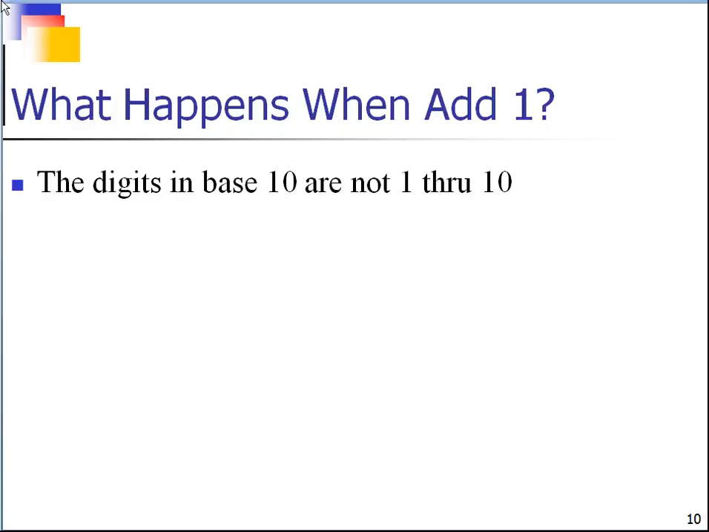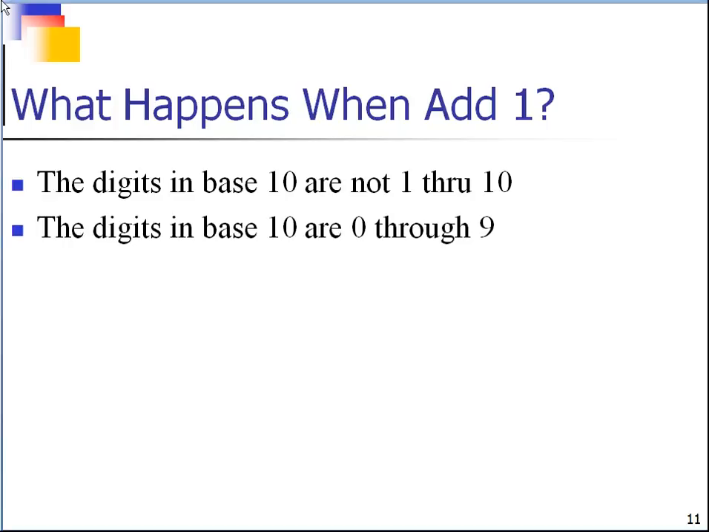Let's do some basic principles here. The digits in base 10 are not 1 through 10. They are 0 through 9. So that means the highest digit is 9. And I asked you, what happens when you add 1 to that digit? And you said, well, you get 10.